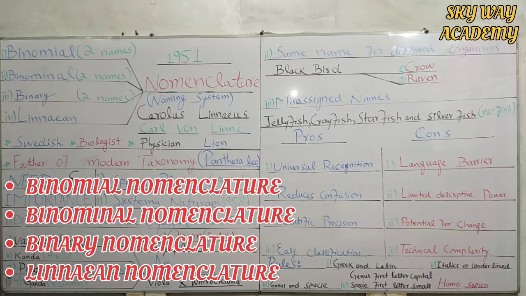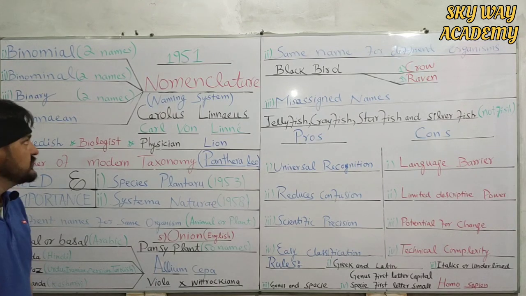Today our topic is binomial nomenclature. We can also call it binominal nomenclature, binary nomenclature or linear nomenclature. What is it and why is it used?